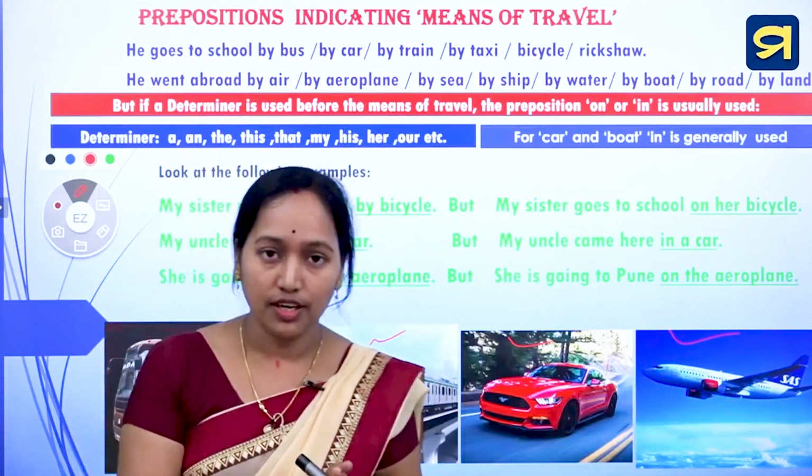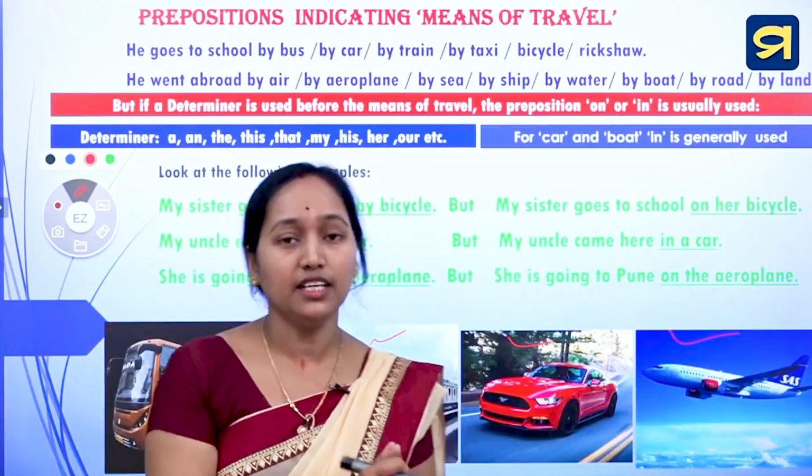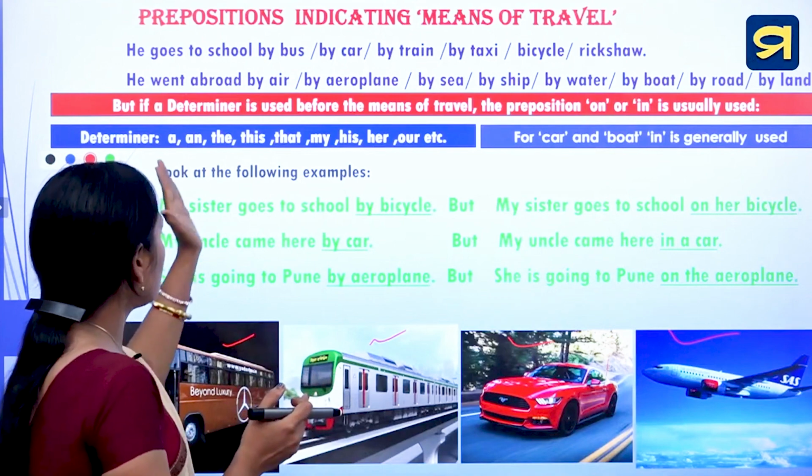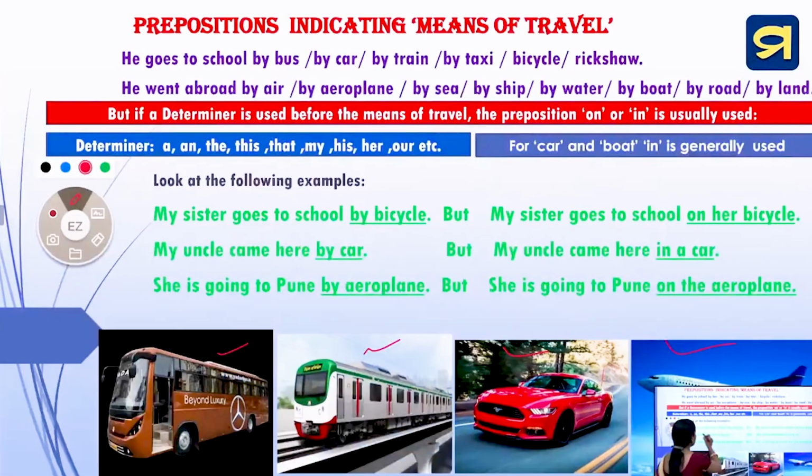Have you got it? When there is a determiner. Yes, just look at the example. My sister goes to school by bicycle. But my sister goes to school on her bicycle. Can you tell me why we have used on here? Yes, exactly. As there is a determiner, her, that's why the preposition on is used.